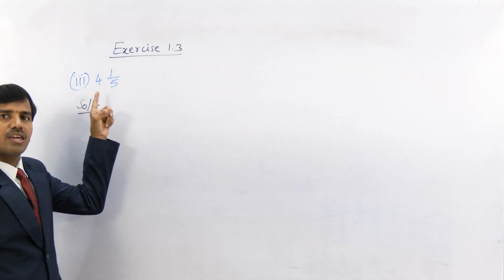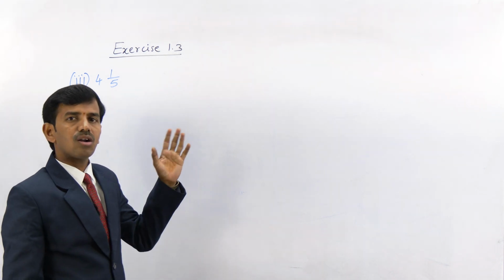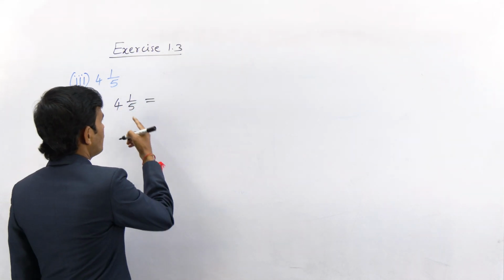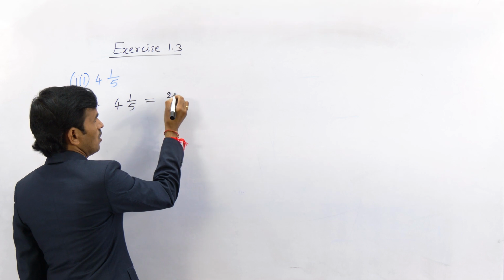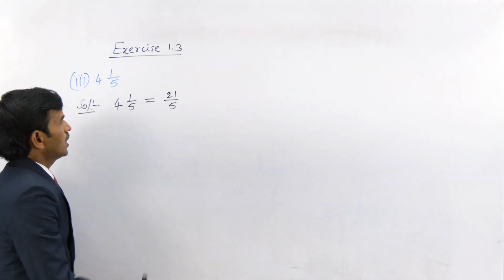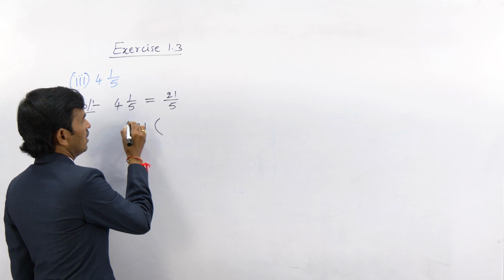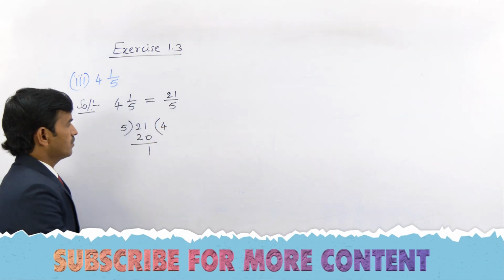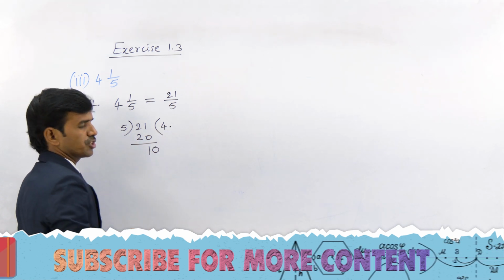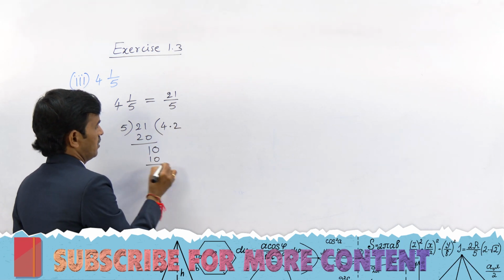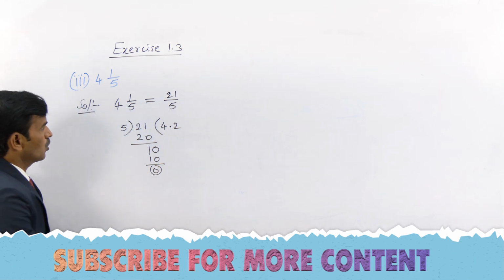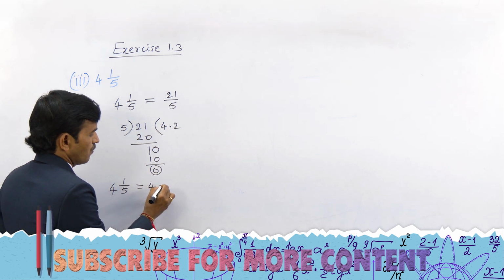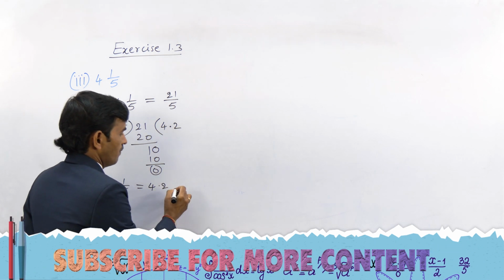Let us check whether the given rational number is terminating or non-terminating repeating. So let us convert this mixed fraction into an improper fraction. 5 4s are 20 plus 1, 21 by 5. Now let us divide 21 by 5. 5 4s are 20, 1 left over, put a point and a 0 here. 5 2s are 10. Then the remainder is 0. Therefore 4 1 by 5 gives us 4.2, which is a terminating decimal.